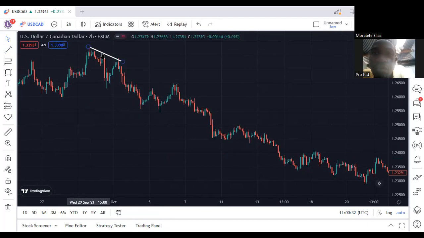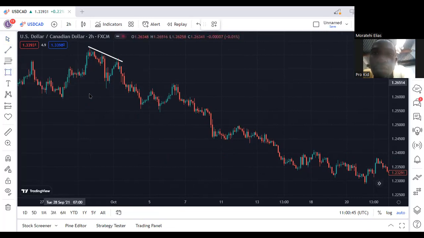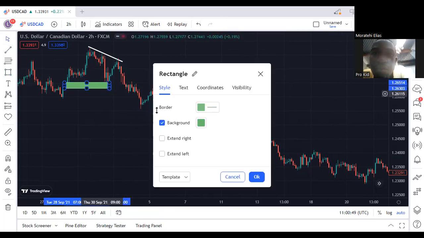Beginning of a new trend, the market was going down, supply and demand, and then the market went down. As it was going down, look at what we have on the left-hand side, another supply and demand. It's a small one. It's very small. You can see what happened here.